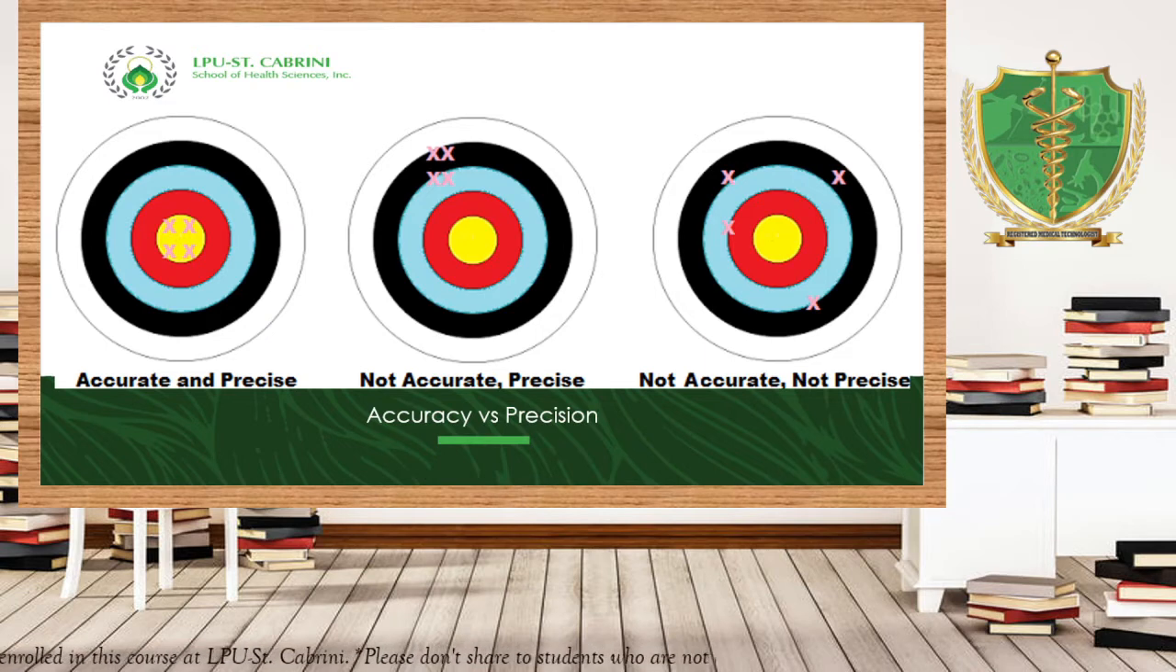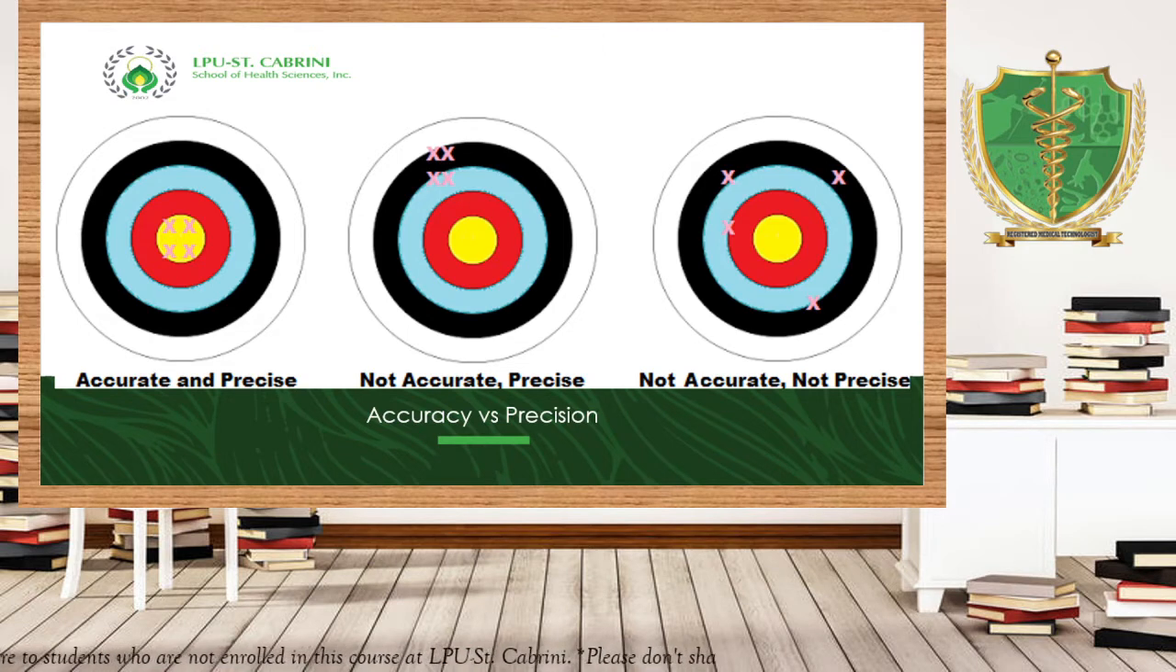It is recommended or ideal to have accurate, precise, and reliable results. Now, the second illustration shows not accurate. Not accurate because the test or assayed values are far from our true value. But precise because the test results or the assayed values are close to one another.